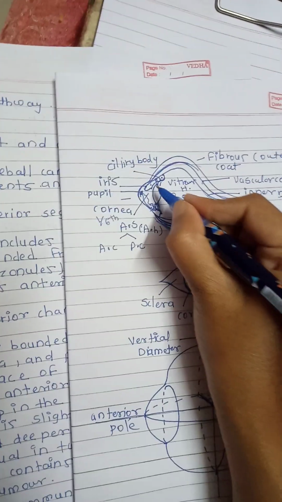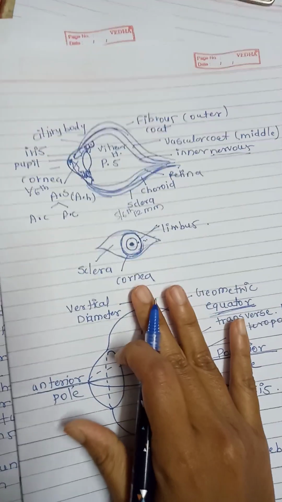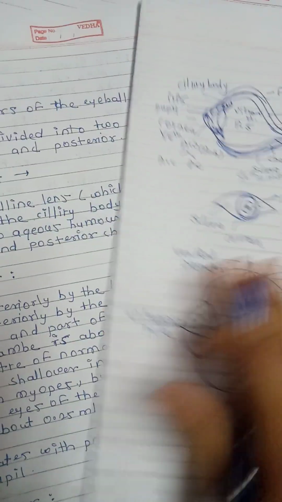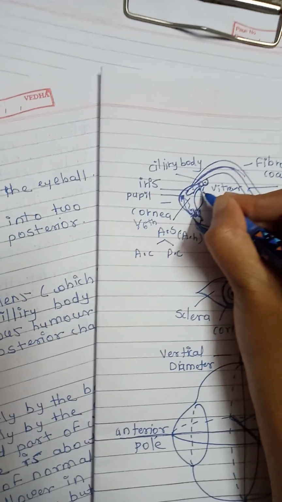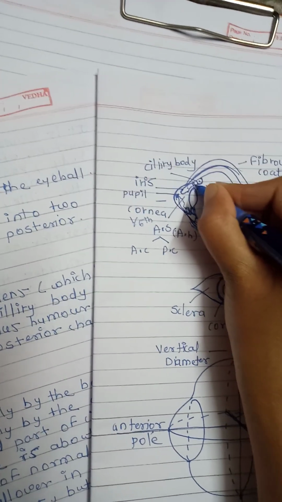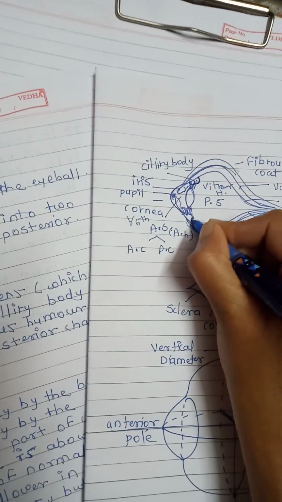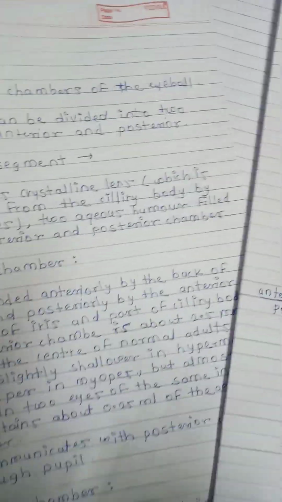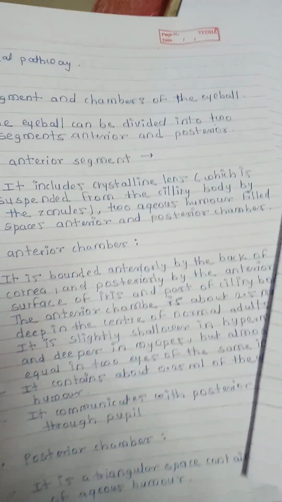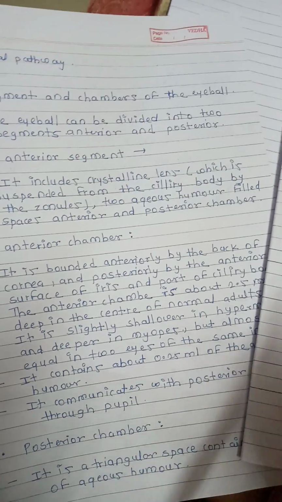This includes the crystalline lens, suspended from the ciliary body. This is the crystalline lens, which is suspended by the zonules, and these are the ciliary body. It also includes two aqueous humor filled spaces, the anterior and posterior chamber.